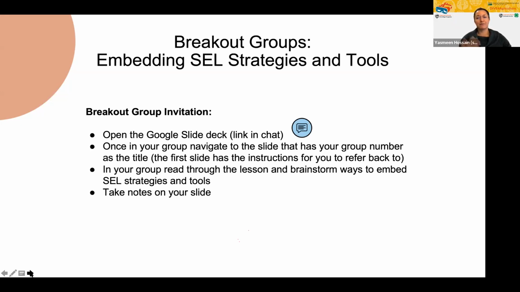Okay, so I encourage you again, click on the link in the chat, because once you're in your breakout groups, we can't add anything to the chat anymore that everyone can see. So navigate to the chat, click on the link, and then Barb will send you off to your breakout groups.